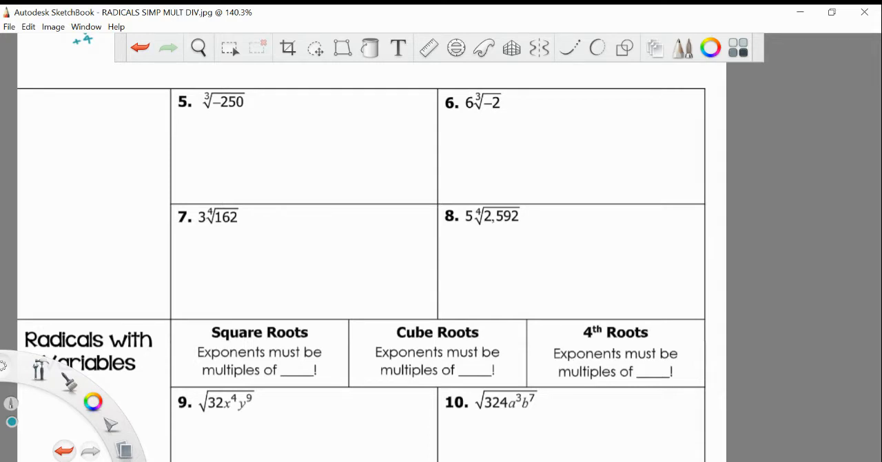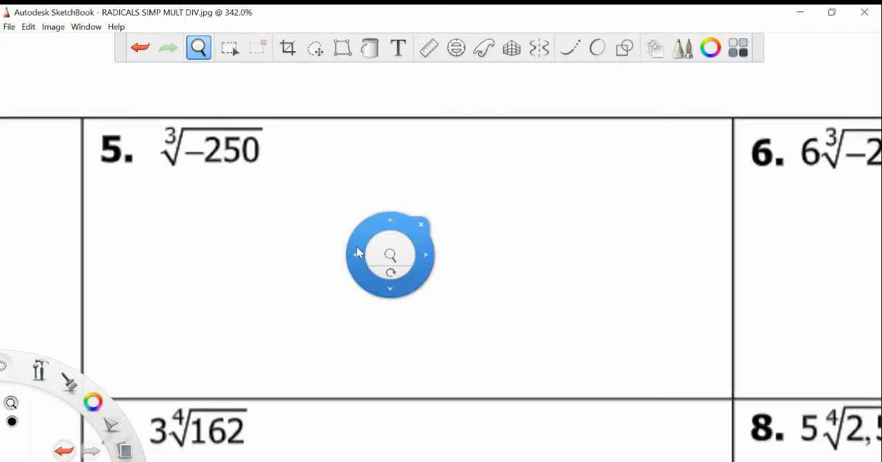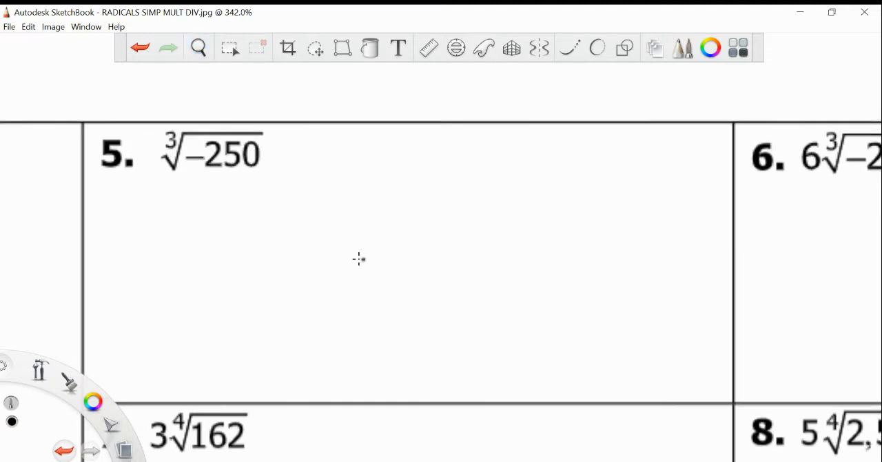So let's work with some of these questions like number 5, 6, 7, 8. This is just simplifying radicals. And I like number 5. Pretty good question here. Some things we need to keep track of.